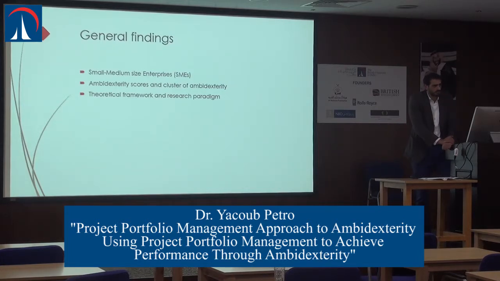And these are the main findings. There are many findings. I only picked 3 because I know that the human brain can only work with 3, even 2. If I give you 5, you walk away with nothing. So I only give you 3. The first one is SMEs. The second one is clustering: you cannot cluster ambidexterity. And the third one is the creation of the theoretical framework and a new research paradigm that can be used over and over again. That is the research for now.